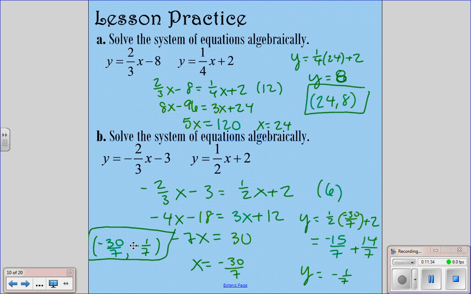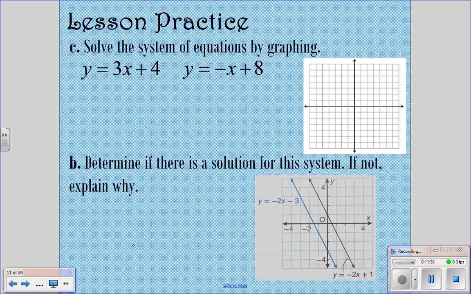Okay? Looking at the next practice problem. See if you can solve it by graphing, and then determine if there's a solution.